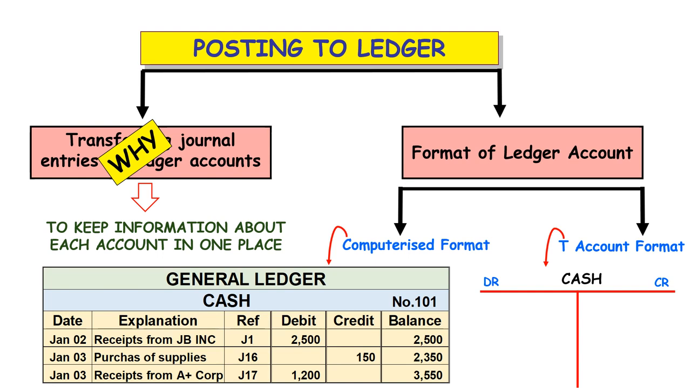Sometimes the computerized format is also called a 3-column format because, in the T account format, we have a debit and a credit, which are the 2 columns. But in the computerized format we have an additional balance column, which keeps the balance updated after every transaction. But as I said, for teaching and learning purposes we use the T account format, and we will look at that in this video.